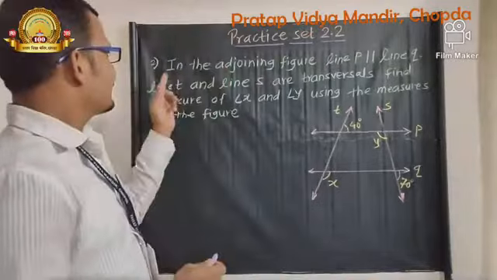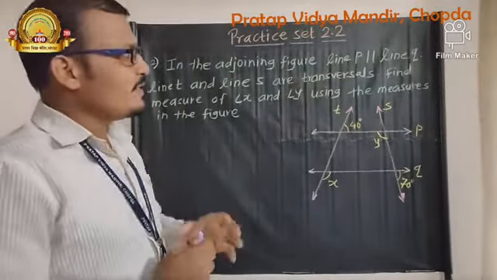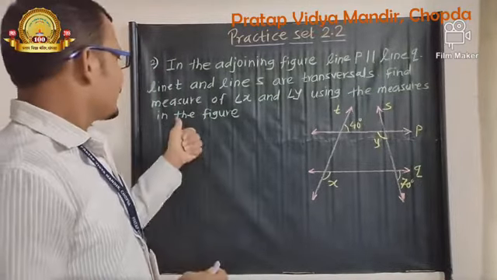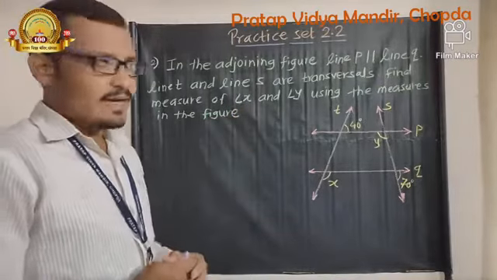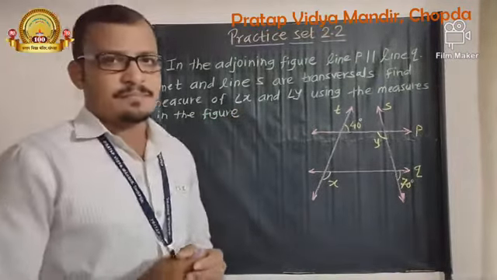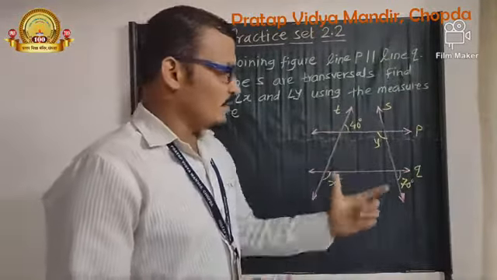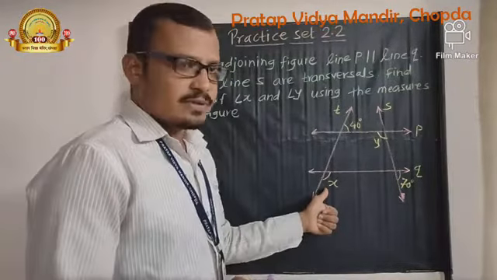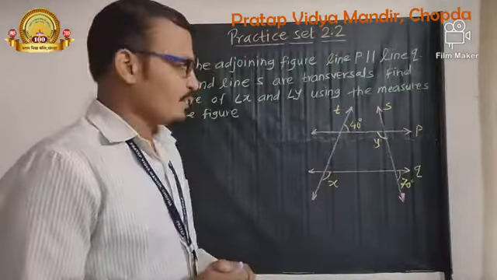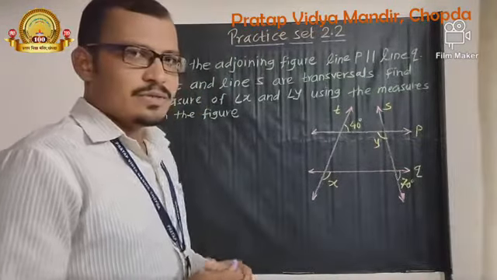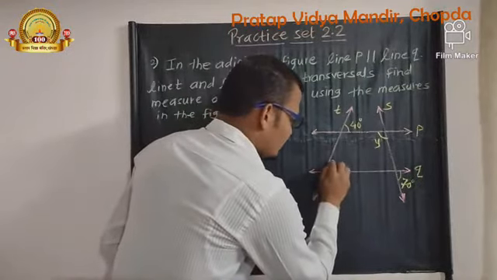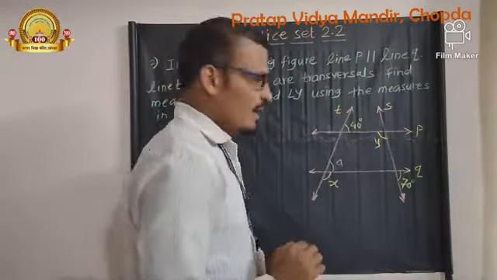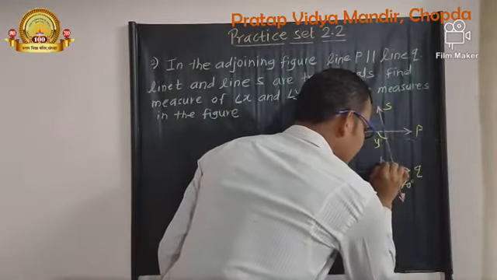Next question is, in the adjoining figure, line P parallel line Q, line T and line S are transversals. Find the measure of angle X and angle Y using the measures in the figure. Here we have given one figure. From this figure we have to find the value of angle X and angle Y. To find these values, first of all we have to suppose this angle A and this angle B.